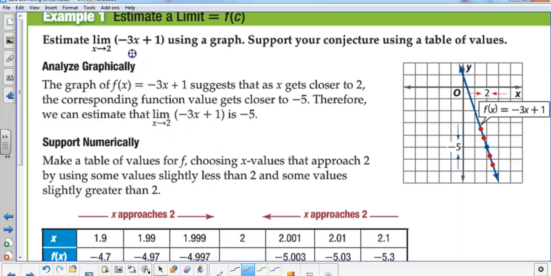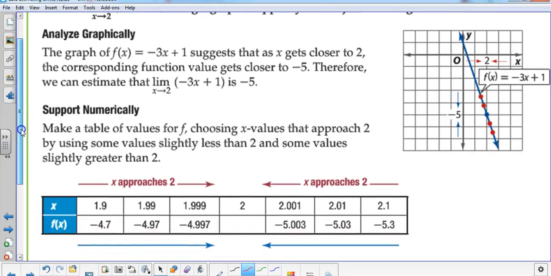I'm not going to spend a lot of time on this. You guys know this is an equation of what? Negative 3x plus 1 is a line. Does it have any holes in it? No, it's just a line. So at 2, if you look at the graph, as you get closer and closer to an x value of 2, you will get closer and closer to a y value of negative 5.